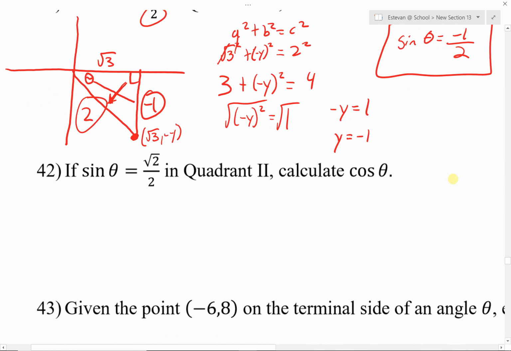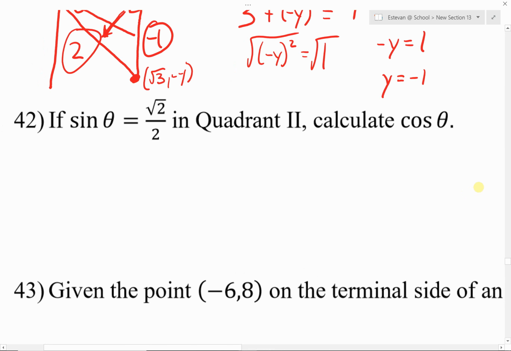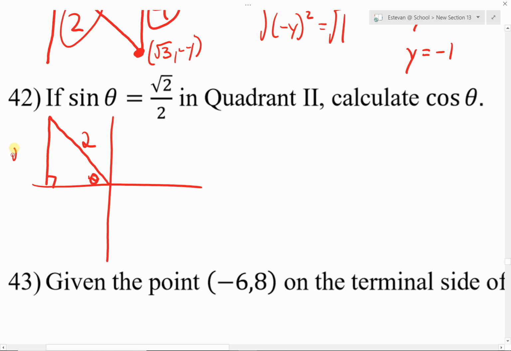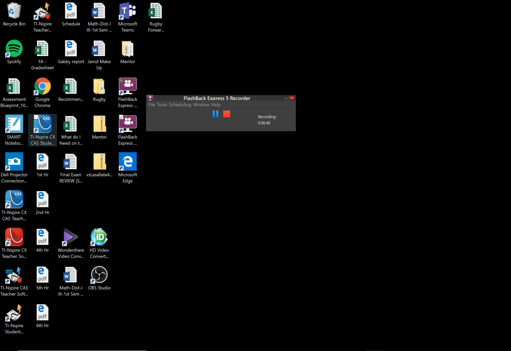Okay, 42. If sine of theta is equal to square root 2 over 2 in quadrant 2, calculate cosine of theta. Quadrant 2. So this is a right triangle, theta, quadrant 2. So we have the hypotenuse being 2 right here. This will be square root of 2. So therefore, if I'm being technical, that point right here will be x, well, negative x, okay?